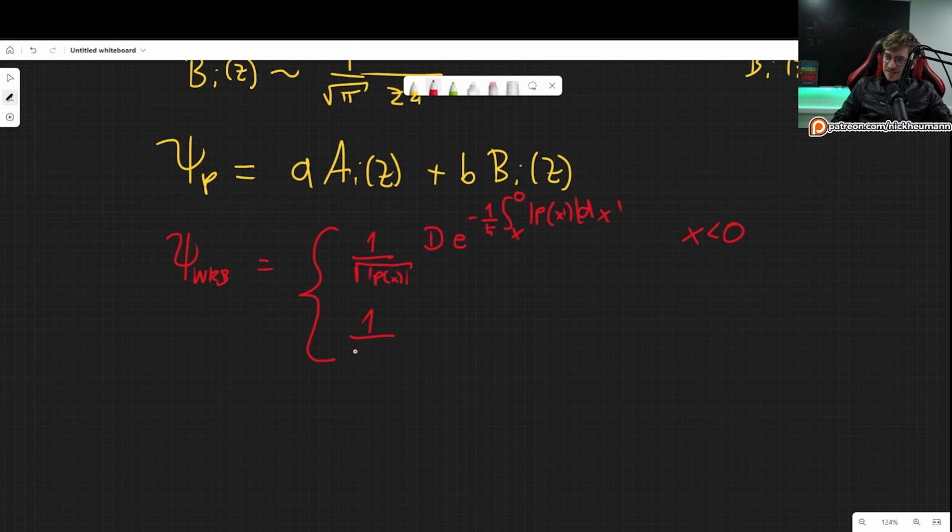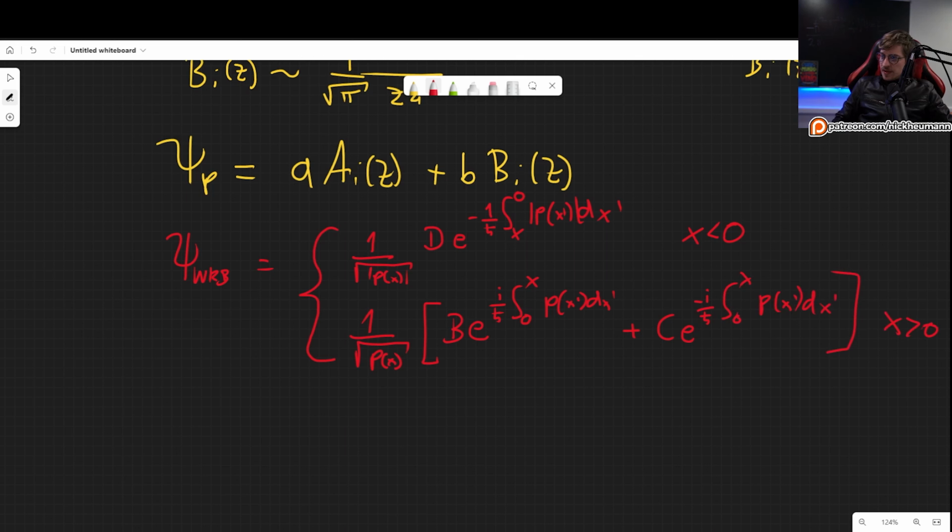And then we have the classical case, which is 1 over the square root of the momentum, and then we have two parts: some constant B, e to the i over h bar, integral from 0 all the way to some x of the momentum, plus some other constant, e to the minus i over h bar, integral from 0 to x, again of the momentum. It's the same thing. And this is for x greater than 0.